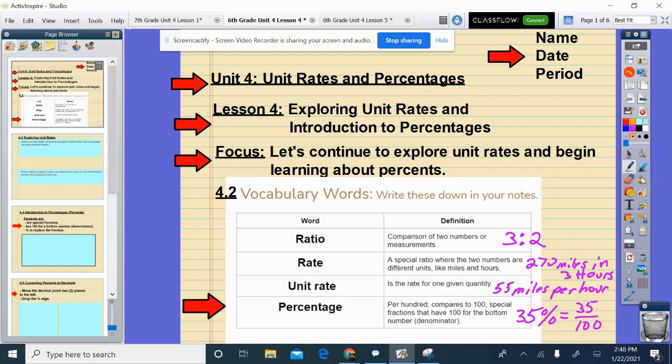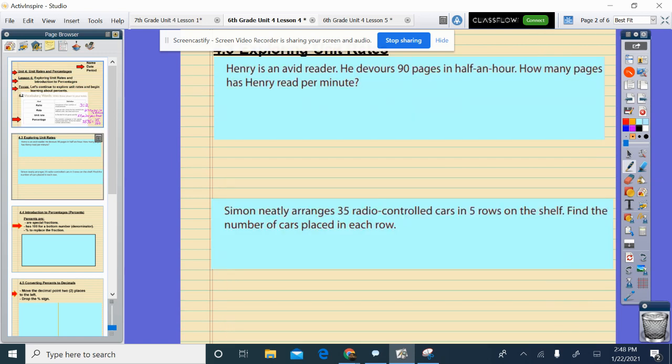Okay, we're back. Now let's look at some examples. We have here exploring some unit rates. And remember, this is a rate comparing two quantities where one of the quantities is 1. So here we have Henry is an avid reader. He devours 90 pages in a half an hour, kind of like my youngest daughter, Paige. She loves to read. How many pages has Henry read per minute?